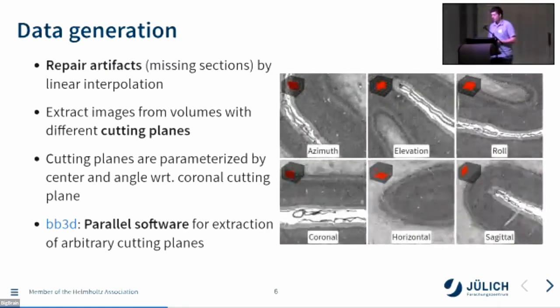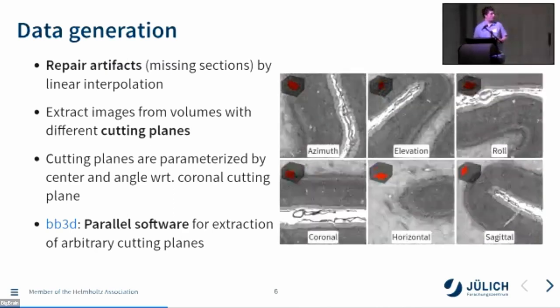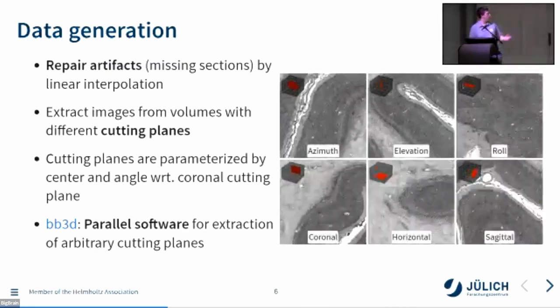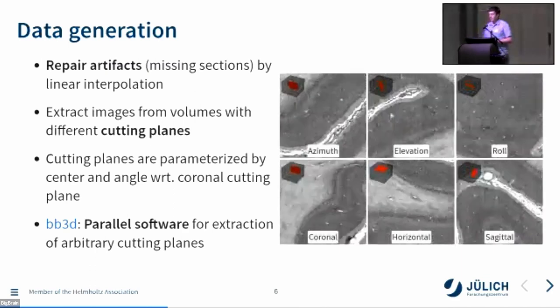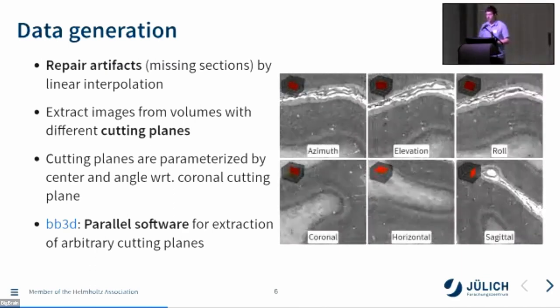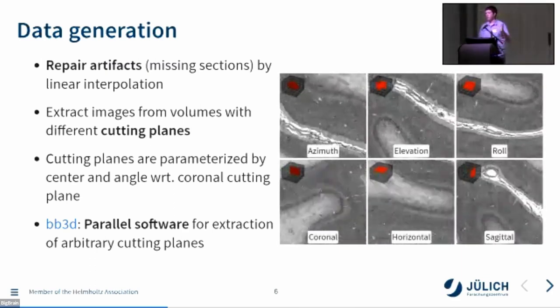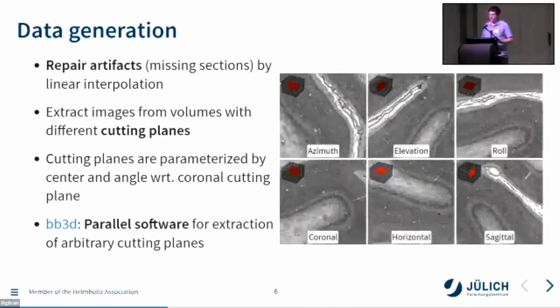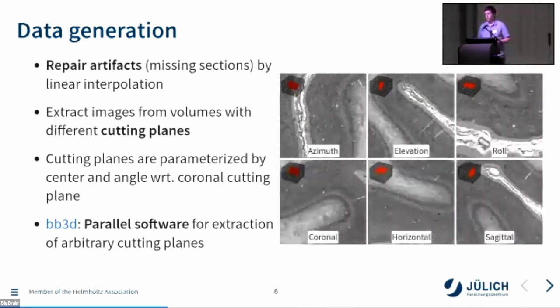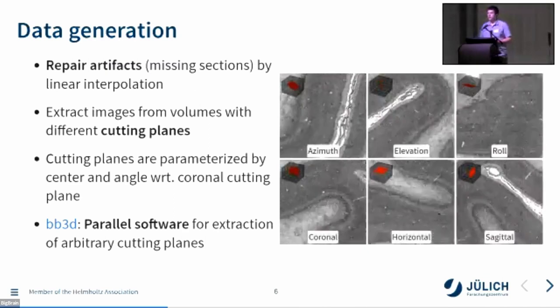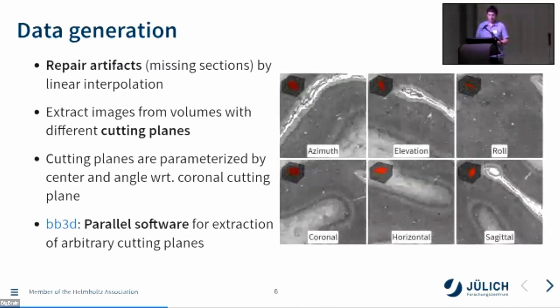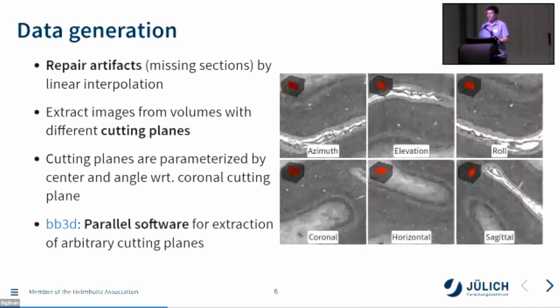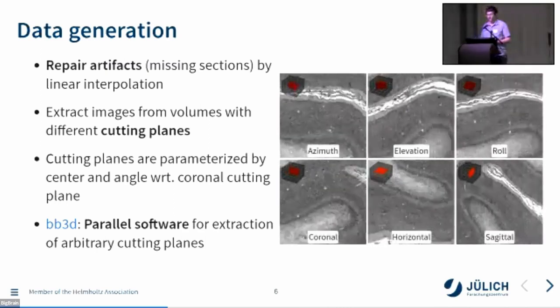As a side product of this project, I developed a small Python library that enables the parallel extraction of these cross sections, because each of the volumes is about 200 gigabytes, and extracting 2D cross sections from them is not necessarily the easiest thing. So in case anybody else has the pleasure to do this, just reach out to me.